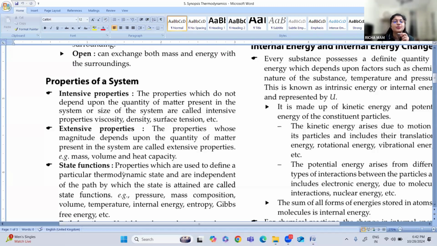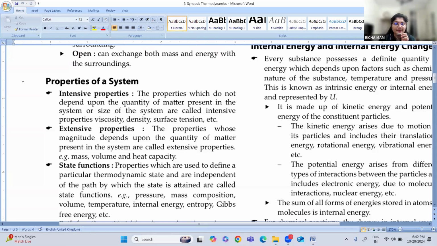Extensive property depends upon the quantity. How much quantity of matter is present in that particular system? So extensive means it depends on the quantity of matter present in the system. What is an example? For example, mass, volume, and heat capacity. These are examples of extensive properties.